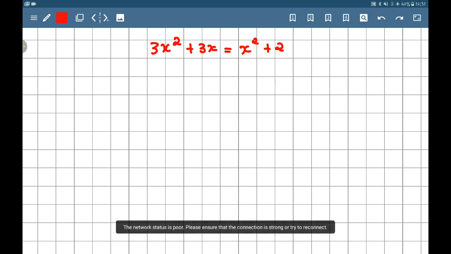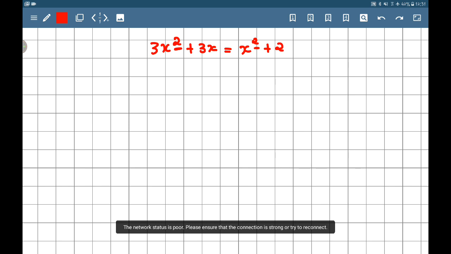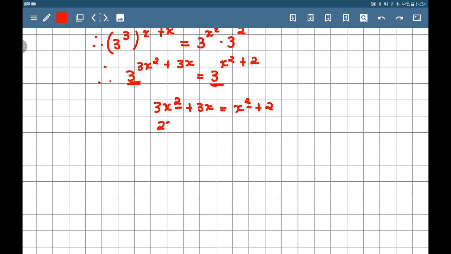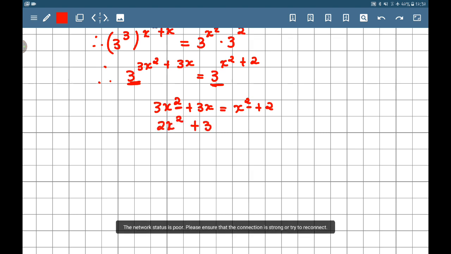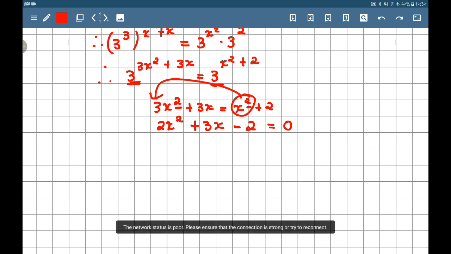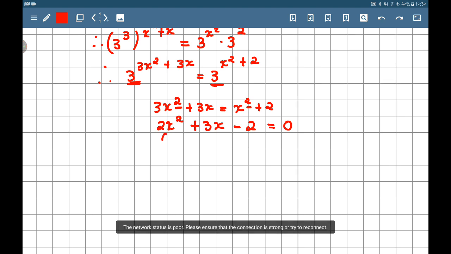Yes. And now that is a quadratic equation because the highest degree of the polynomial is 2. Do you see that? So everything must be on one side. And when everything goes to one side, we are going to have this as 2x squared plus 3x minus 2 is equal to 0. Because when we transpose this to the other side, it becomes a negative, right? And then when we transpose the 2 to the other side, it also becomes a negative. Are you following?